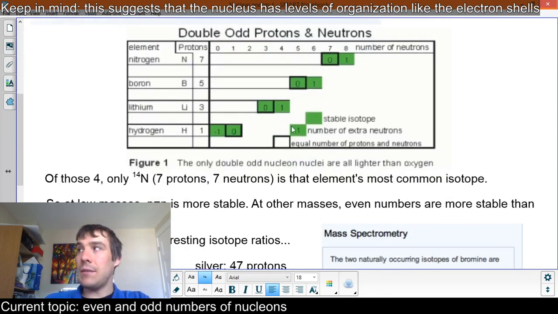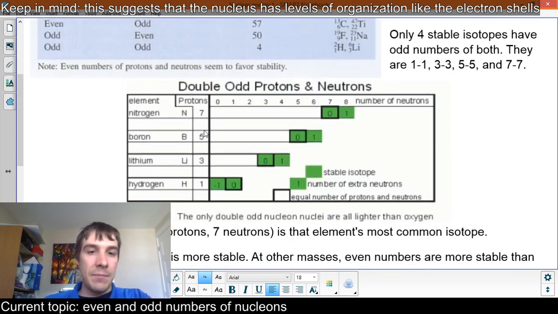Out of these 4 odd isotopes, only nitrogen 14 is the most common in terms of nitrogen, right? Almost all the nitrogen is nitrogen 14. For boron, most of the boron, sorry, not boron 5, if we look at boron on the table, is boron 11, so 6 neutrons. Hey, an even number of neutrons. And most of the lithium is lithium 7, which has 4 neutrons. And most of the hydrogen is hydrogen 1, which doesn't have any neutrons at all, just the 1 proton.